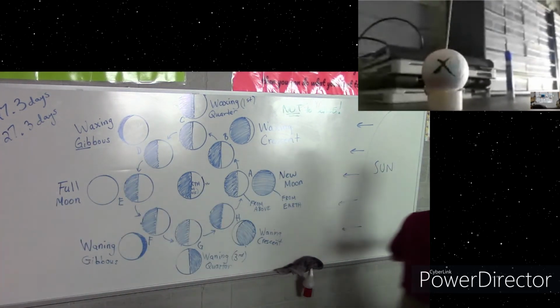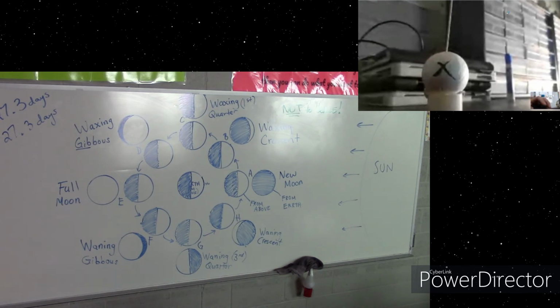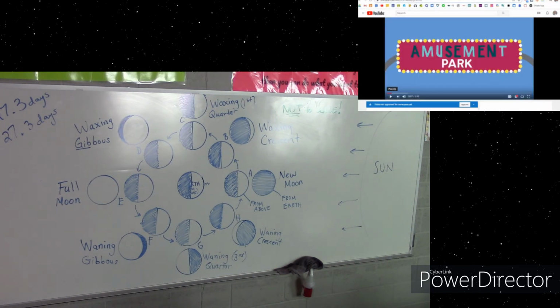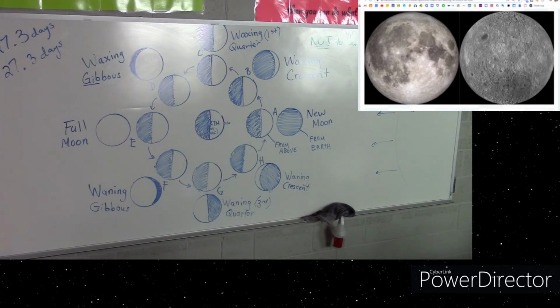With your own eyes, not in pictures, you've only ever seen the image on the left of the moon. So if you look out, whatever phase it's in, you've only ever seen this image on the left. You've never seen the one on the right. This is the far side of the moon, the one that faces away from Earth at all times. You've never seen it. Okay?